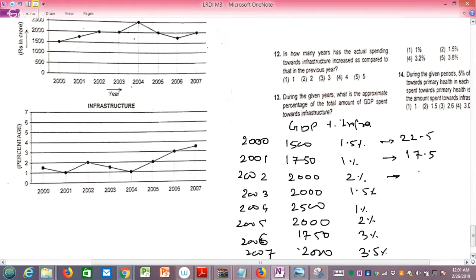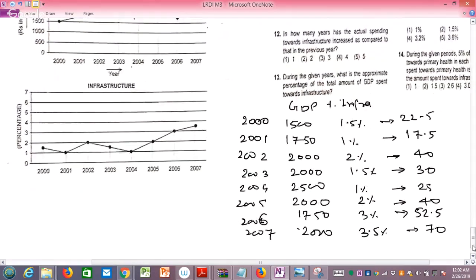यहाँ देख ले तो 40 के आसपास. यहाँ पे देख ले तो 30 के आसपास. यहाँ पे देख ले तो 25. यहाँ देख ले तो 40. यहाँ पे देख ले, 17.5 into 3, 52.5. और यहाँ देख ले तो 70. तो कितना आ रहा है सम देख लो, सम निकाल लेंगे बाद में, लेकिन फर्स्ट देख लो इंक्रीज कौन कौन सी ईयर में.